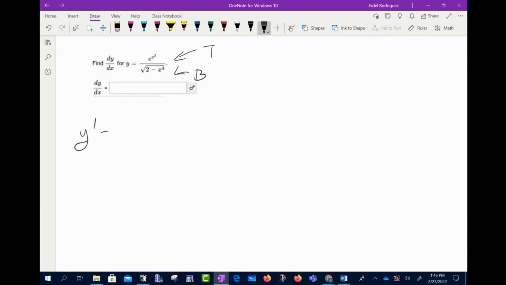So when we're going to find y prime, the formula for the derivative of a quotient, y'all, says we're going to take the bottom times the derivative of the top, minus the top times the derivative of the bottom, all over the bottom one squared, okay? So look, the bottom function is the square root of 2 minus x to the fourth, times the derivative of the top. Okay, so we're going to go slow.